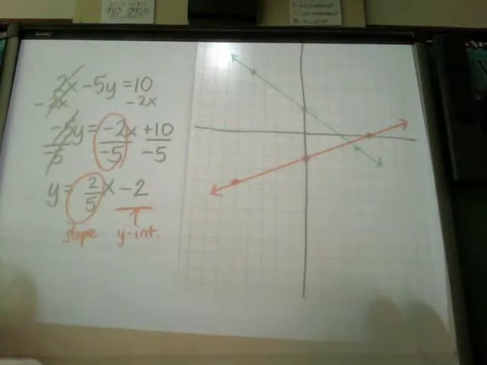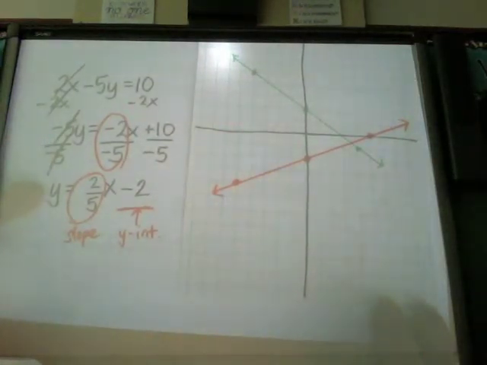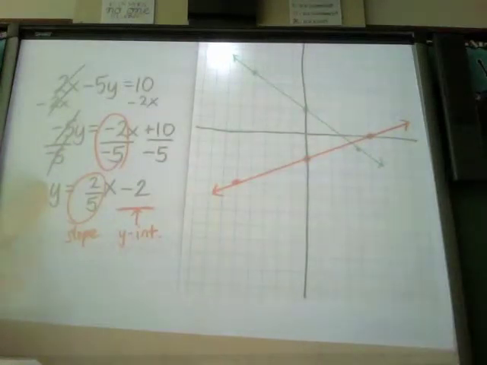So I'm going to give you guys graph paper. Today your challenge is to A, turn the equation into slope-intercept form if it's not already there. Once it's there, to try to graph using just the y-intercept and the slope.